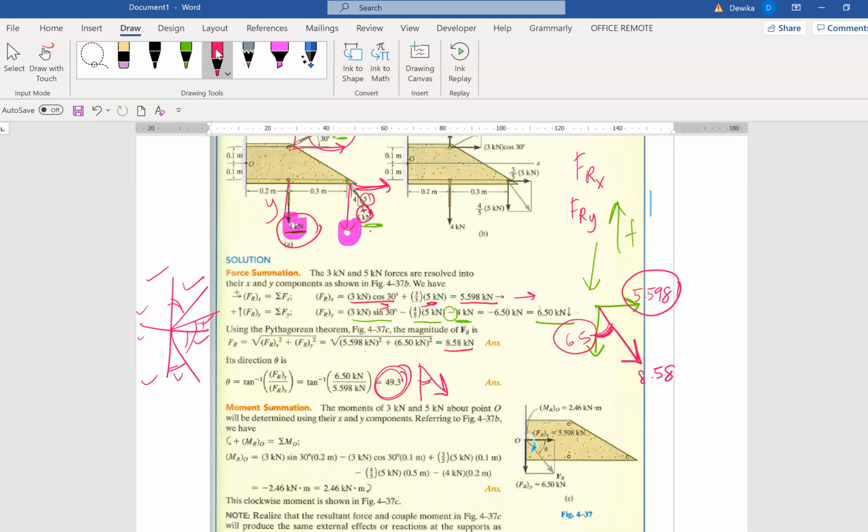Wait a minute, did I say something wrong? Oopsie doopsie. The angle is here. Y over X. You just need to tilt your head a bit. I made a mistake. So it will be up here. This is your 49.3, so the angle will be something like this. That's your resultant. Okay, so that is settled.